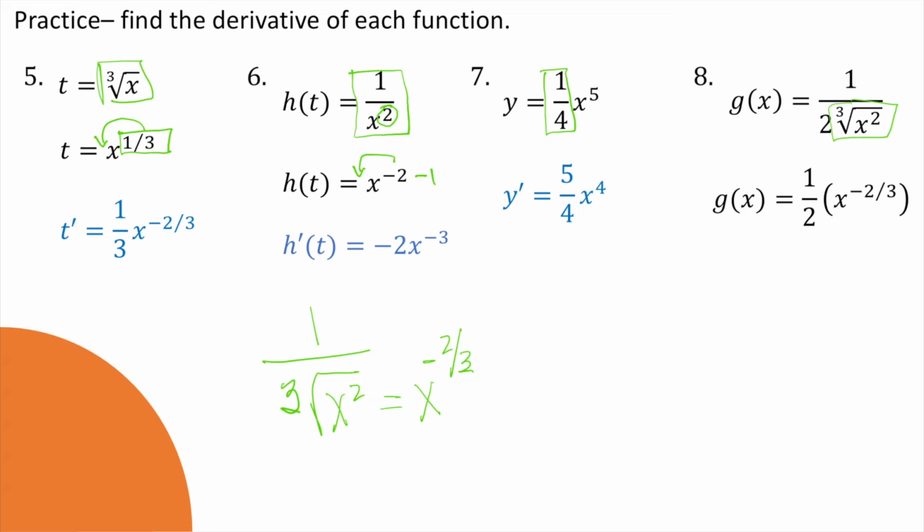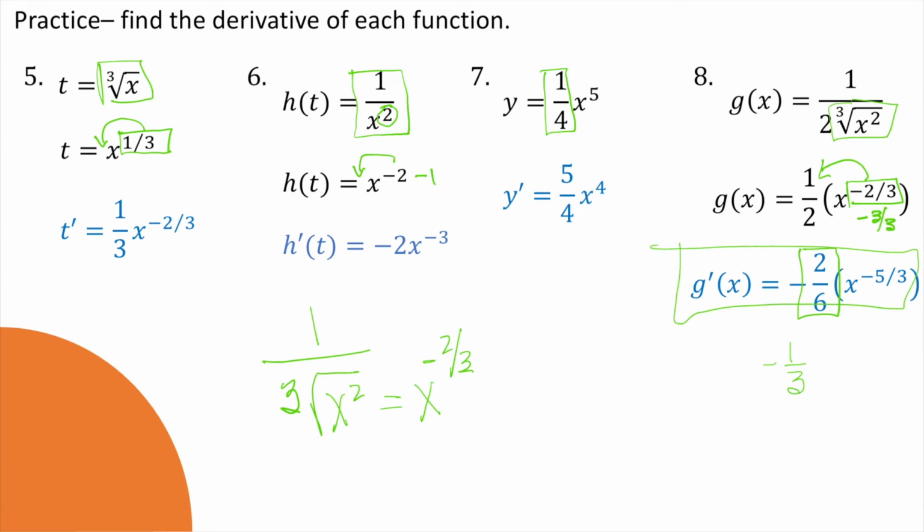And now I do the general power rule. So I take this negative 2/3, multiply it times 1/2, and then subtract 3/3 from 2/3. Now, cool thing about calculus is you can stop here. I understand that negative 2/6 is the same thing as negative 1/3, but you don't have to reduce that. Just leave it, just stop right here.